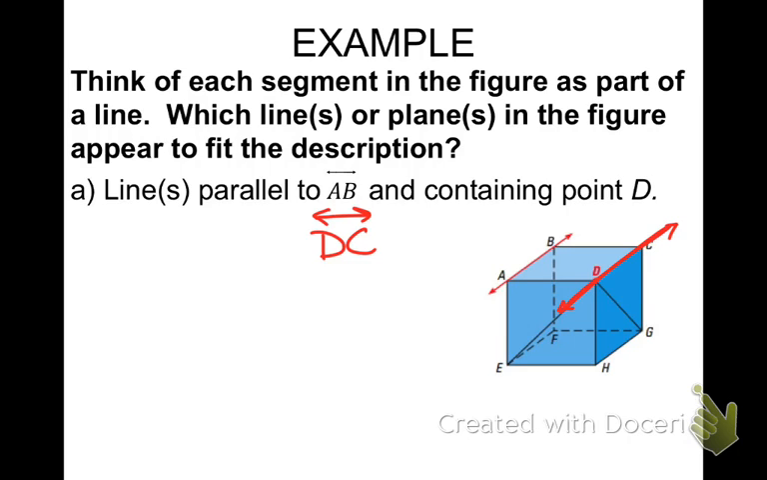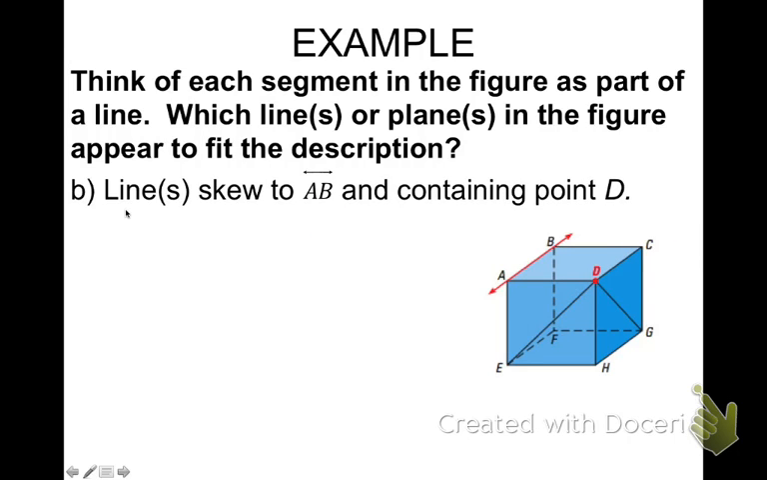Are there any other lines that would be parallel? Would HD be parallel? Nope, because it doesn't go in the same direction. Would DG be parallel? Nope, because it does not go in the same direction. So that's our only answer for A. Let's go to B. B is looking for all lines that are skew to AB and contain point D. Someone give me one. DH would work.